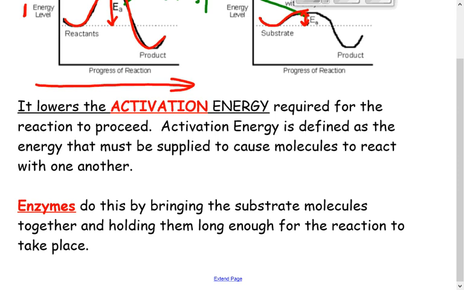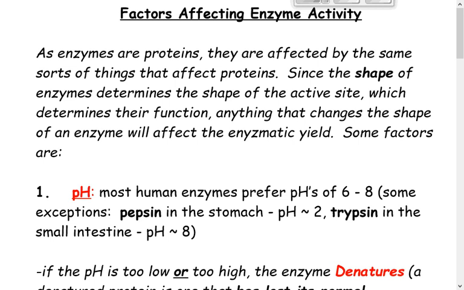There are different factors that can affect enzyme activity. Enzymes are proteins, and the same set of things that affect proteins affect enzymes as well. Since the shape of the enzyme determines the shape of the active site, and that determines its function, anything that changes the shape of the enzyme will affect the enzymatic yield, or the amount of product. So the enzymatic yield would be the product.